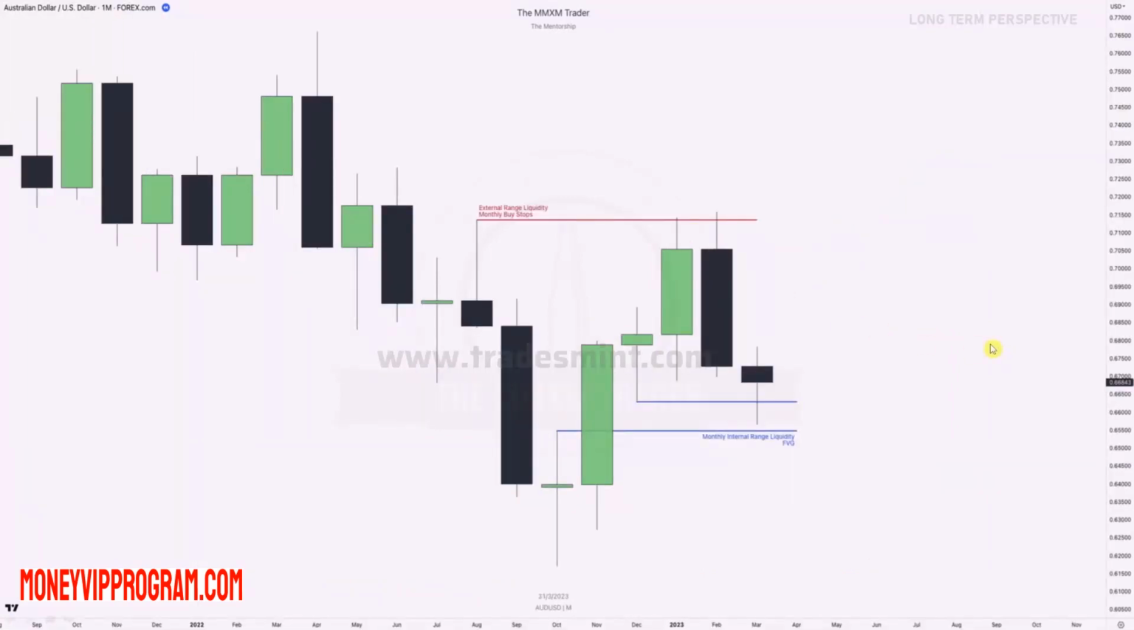So we've got an Australian dollar, US dollar monthly chart, right? And let's think about external to internal range again. Keep repeating that, right, for yourself. If you see external range liquidity being taken on a higher time frame, it's highly likely to draw into a higher time frame internal range liquidity, which should be a fair value gap.